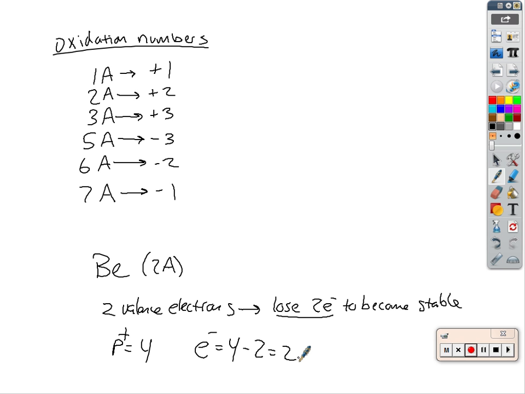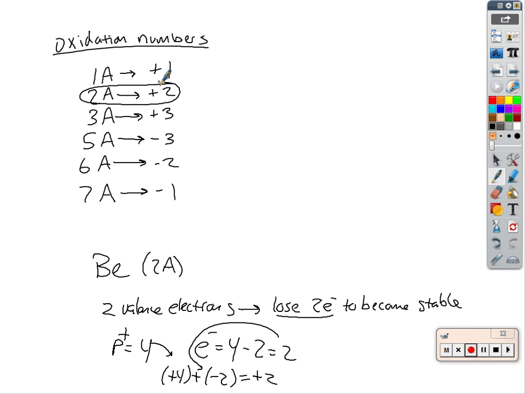When we go to look at the charge here, we end up with +4 plus -2. 4 from the protons, 2 from the electrons. And protons are positive, electrons are negative. The net charge in this case is +2. And that is the oxidation number we see for the group that it's in. Everything in group 2A will do this exact same thing. So we say group 2A has an oxidation number of +2, or all the elements in group 2A will form a +2 ion.